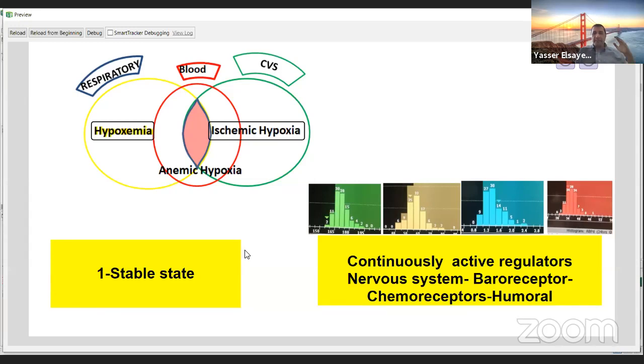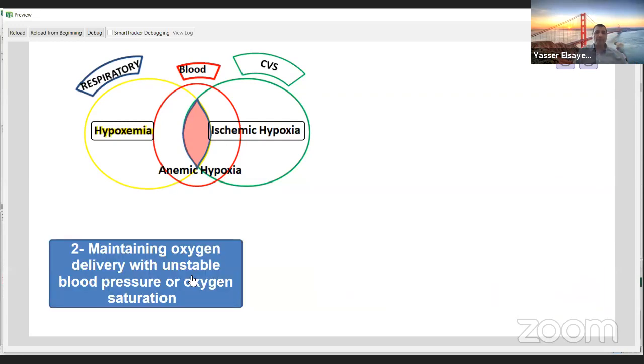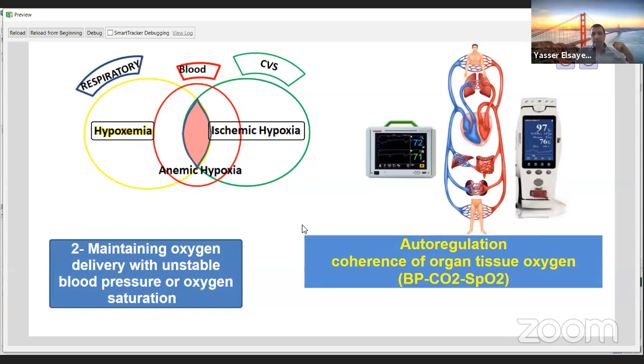And if the decreased vital signs or unstable state is beyond these factors, then the next step will appear, in which the body will try to maintain oxygen delivery through autoregulation. And autoregulation means local release of nitric oxide by tissues to maintain normal blood flow, because nitric oxide is a vasodilator, and the vasodilator means normal blood flow.